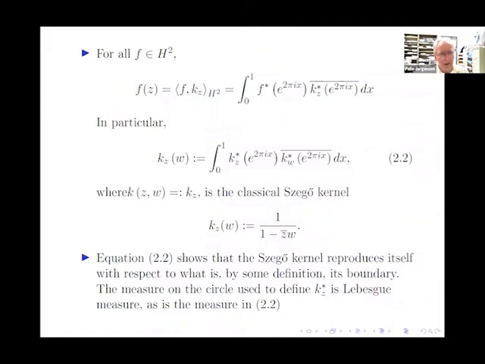But if you just go to the baby Hardy space, then you know that the kernel that reproduces the Hardy space H2 is also known as a Szegő kernel. And obviously you can replace one of the variables in the Szegő kernel with a Fourier exponential, and then you can integrate there, and you see then that the Szegő kernel factorizes like in equation 2.2, but we want to do that for other measures.